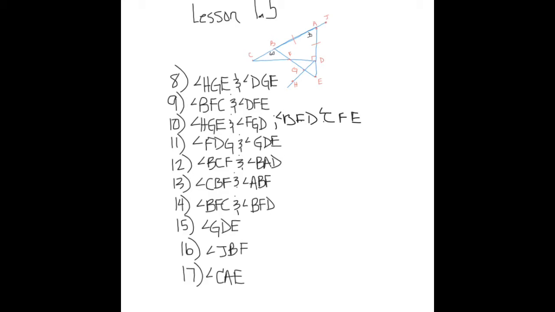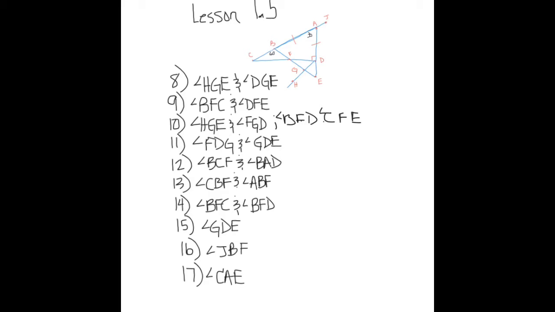Number 14, a linear pair whose vertex is F. So that leaves you with angle CFB and angle BFD. You could have also said angle CFG and angle GFD. Number 15, an angle complementary to angle FDG. That would be angle EDG.